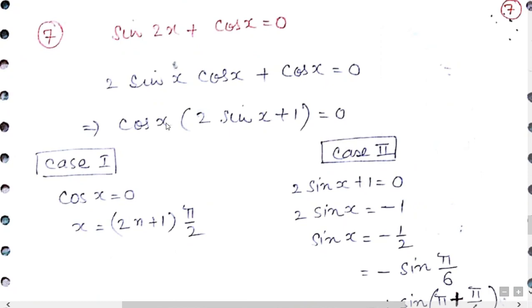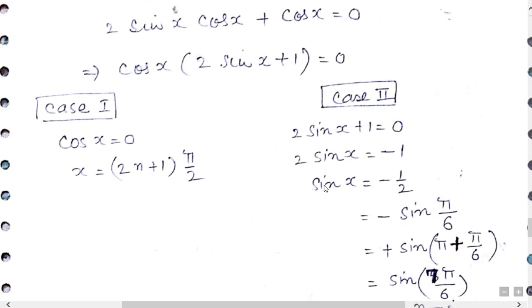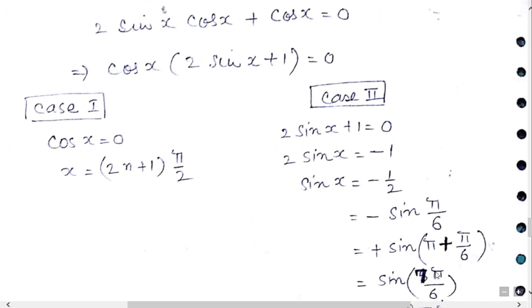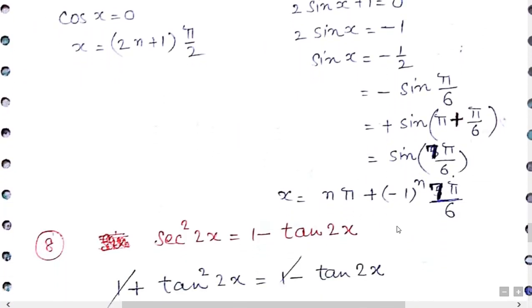Similar is the case with question number 7. I think you can do it easily. Insert sin 2x, the formula of sin 2x is there. Then two cases are there. Simply apply both the conditions. One is cos x is equal to 0. Second is sin x is equal to minus 1 over 2. It's sin 7 pi over 6. Then apply the formula.